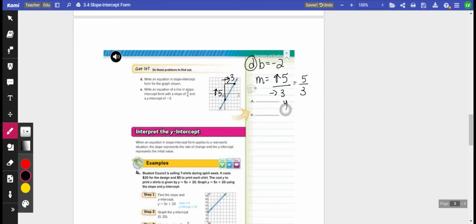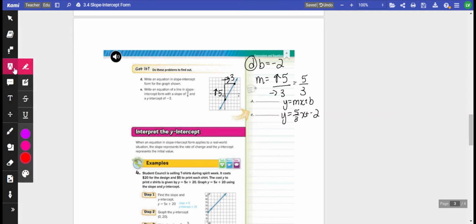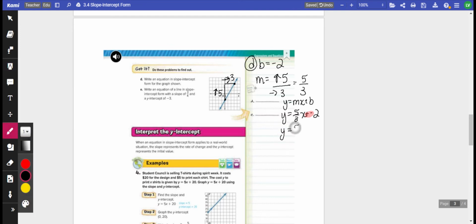So when I take my slope formula, y equals mx plus b, I'm going to use a slope of 5/3 and a y-intercept of -2. y equals 5/3 x plus -2. Just like before, I want to make sure that I make this plus negative into a subtraction. So y equals 5/3 x minus 2. That is my slope-intercept form for letter D.